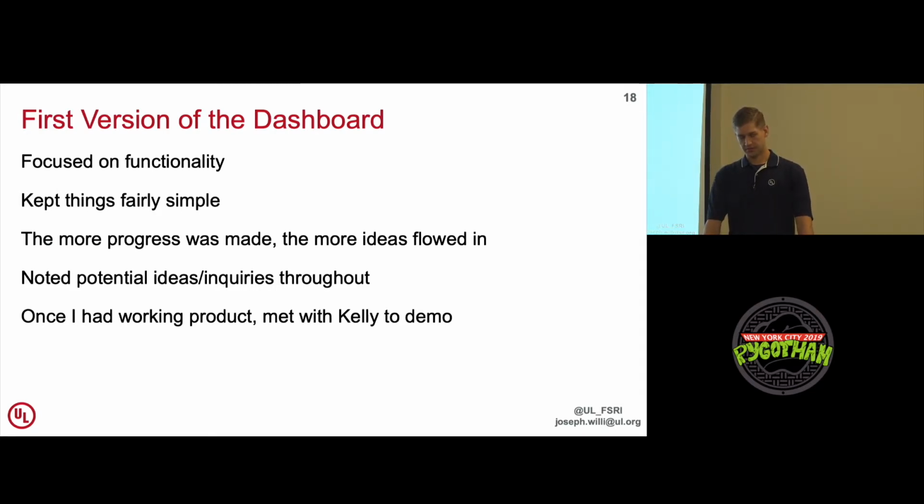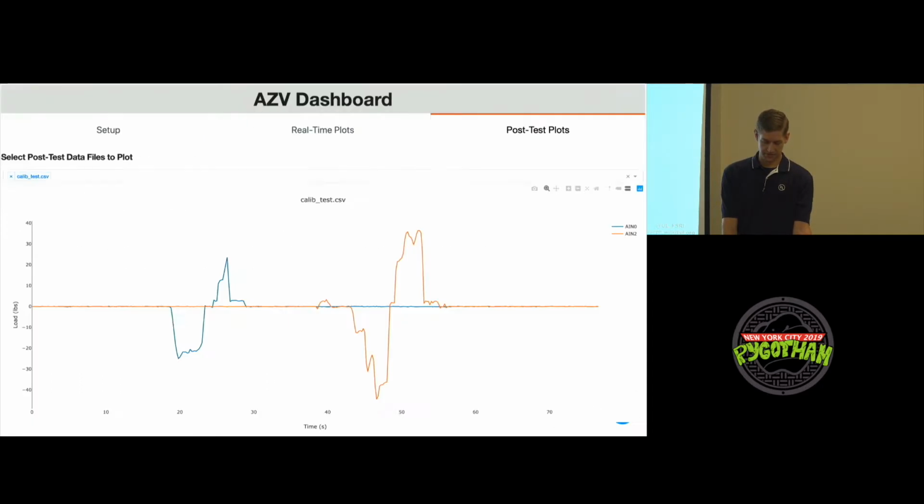It was a little challenging to keep things simple at times because the more I learned about Dash and the more ideas flowed in, it was hard to keep focused. But instead of falling down the rabbit hole of trying to implement every idea that came to mind at the time that it came to mind, I just jotted it down to try later, and also to check with Kelly before trying it to see if it's even something that he would be interested in having. Because if it wasn't, what was the point of going down that rabbit hole? And then once I had a working product, I met with Kelly to demo it and receive feedback from him, and we prioritized goals for the next iteration.